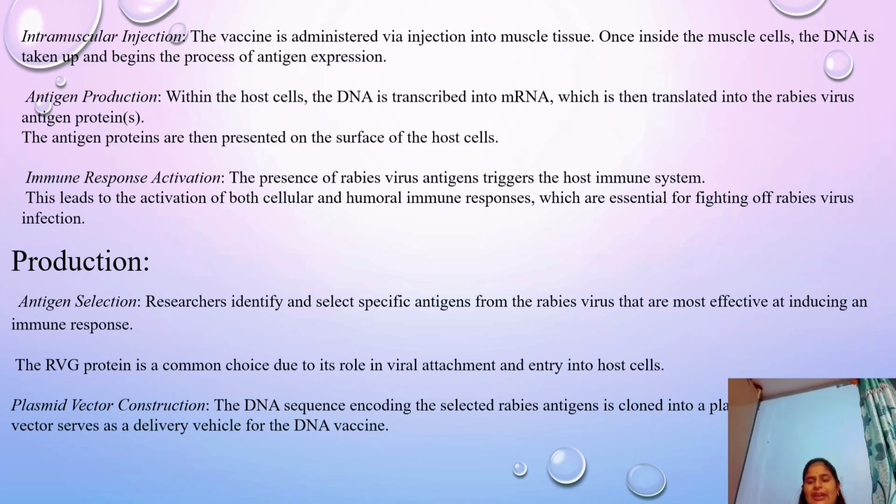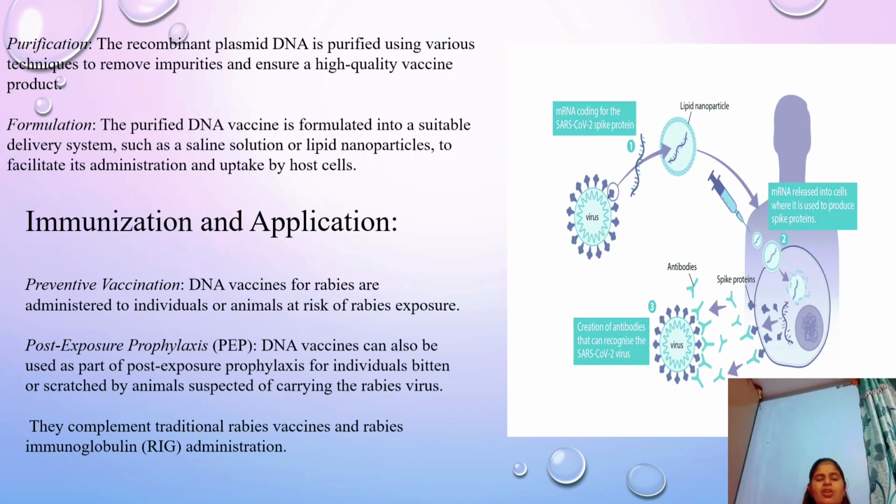Let's go to the next slide. Purification: plasmid DNA is purified using various techniques to ensure high-quality vaccine production. Formulation of DNA vaccines: the purified DNA vaccine is formulated into suitable delivery systems such as saline solutions or lipid nanoparticles to facilitate administration and uptake by host cells.